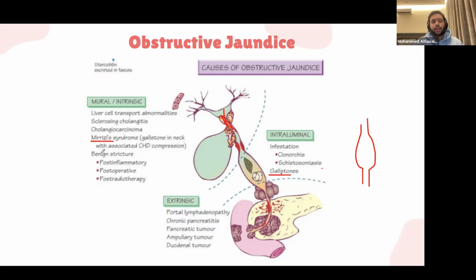Okay. And as I said, with patients with obstructive jaundice, the bile is not going into the stools. So what color of stool would they have? Gray or pale stool. Good. What color of urine? Dark. Good.